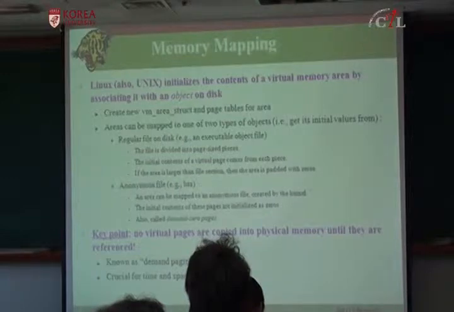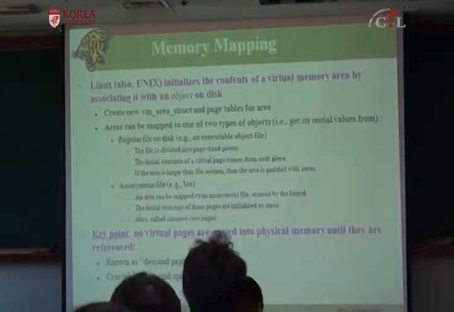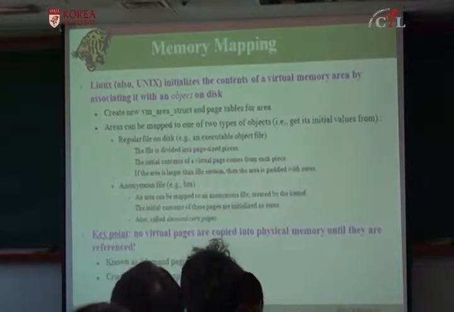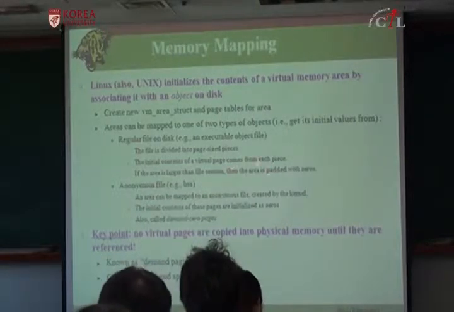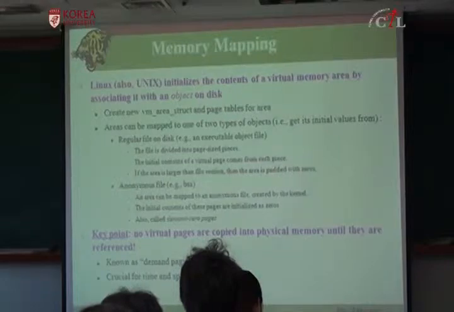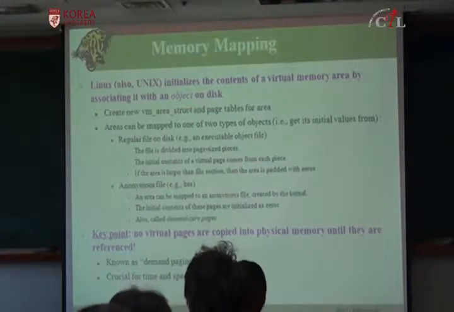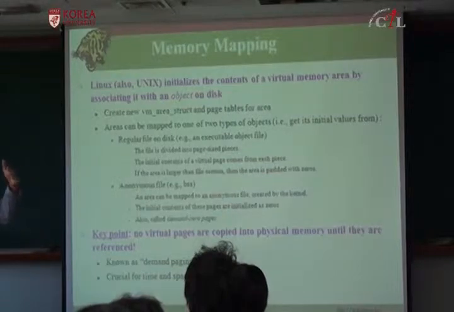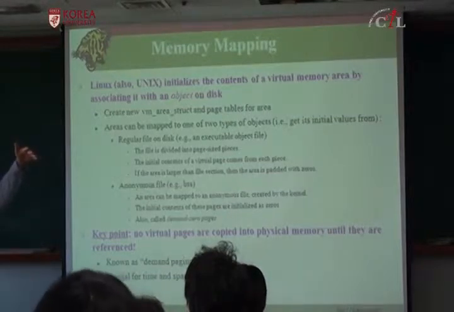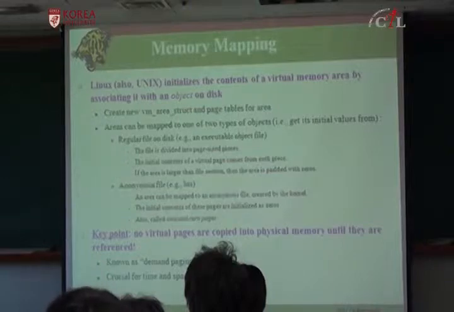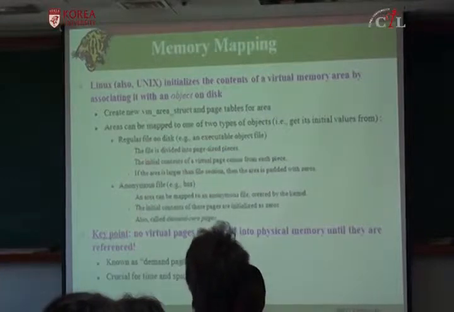And if the area is larger than the actual associated file, then the remaining area is padded with zeros. So you create some area and you map some file, but if the area is bigger than the entire file, and there are some remaining parts, you pad with zeros. But normally it's the same size.